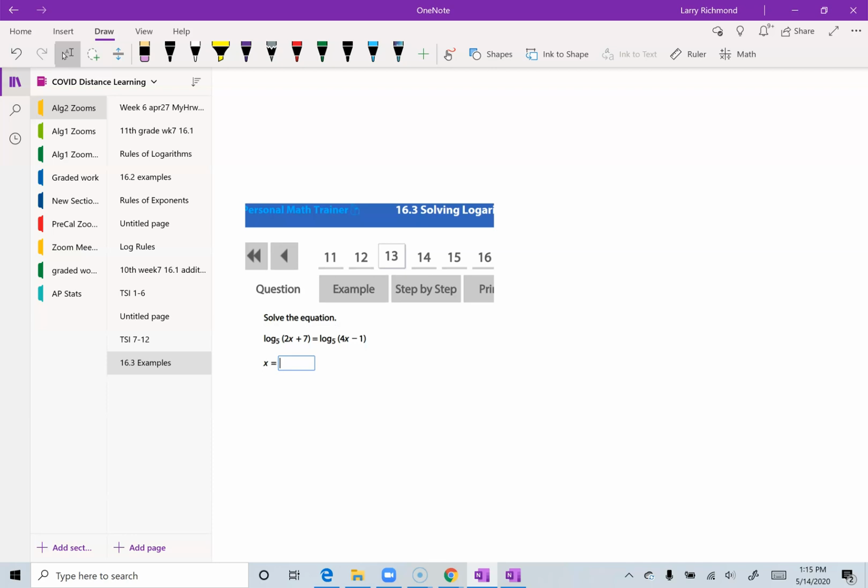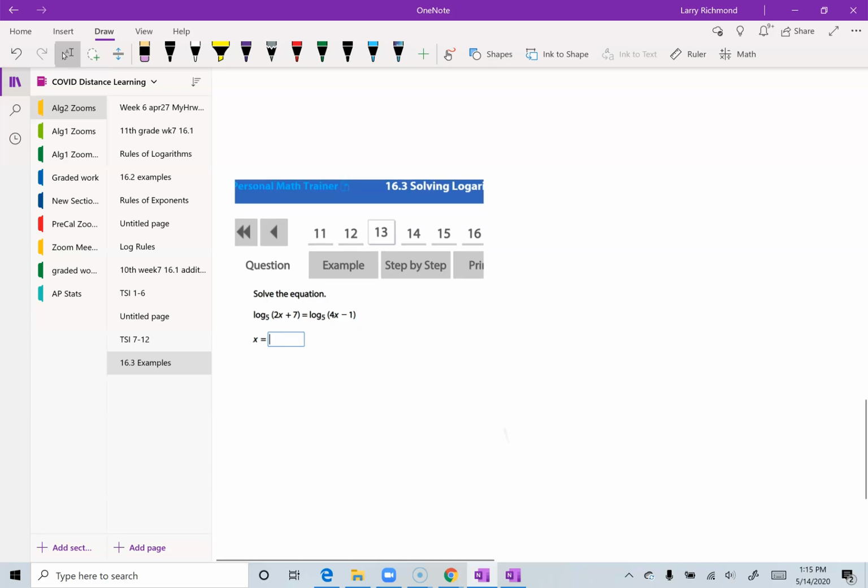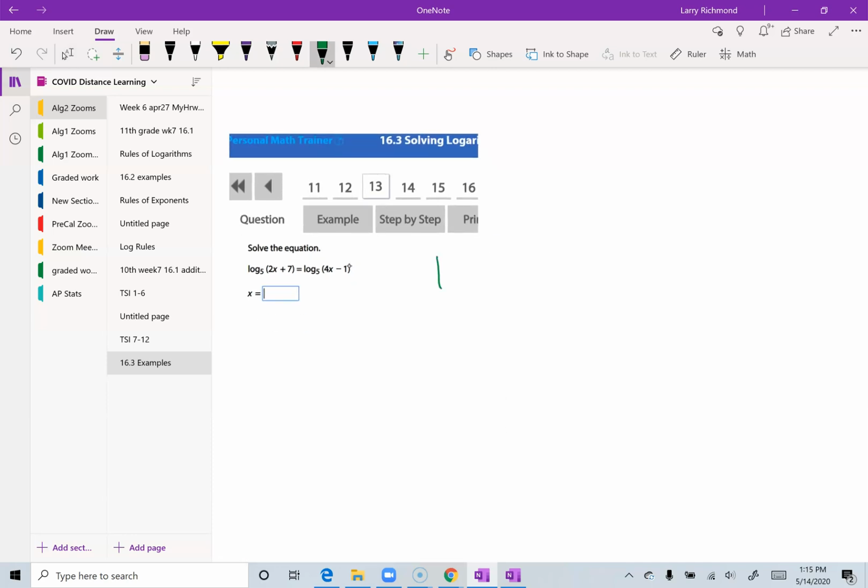Number 13 is going to be quite a bit easier, and I'll show you how we can handle this. Here we have log base 5 of 2x plus 7 is equal to log base 5 of 4x minus 1.